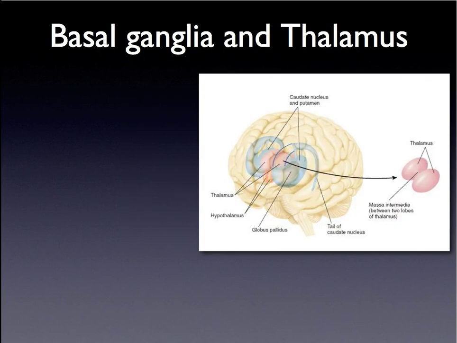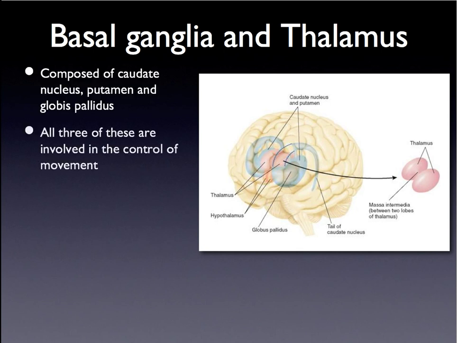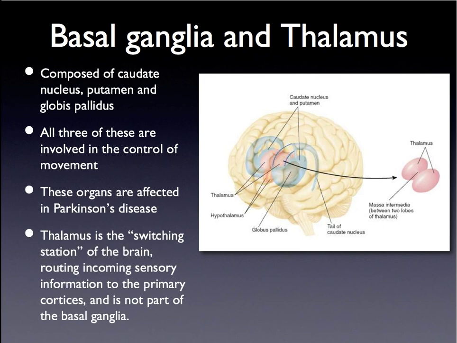Let's see. Now, moving on to another system. That was the limbic system. I'm going to talk briefly about the basal ganglia and the thalamus. Now, the thalamus is a very easy structure. It's really the switching station of the brain. You could think of it as Times Square or Grand Central Terminal for the brain. It's where all the information comes in and is routed elsewhere. It does have its own functions, but that's typically what we think of when we think of the thalamus.